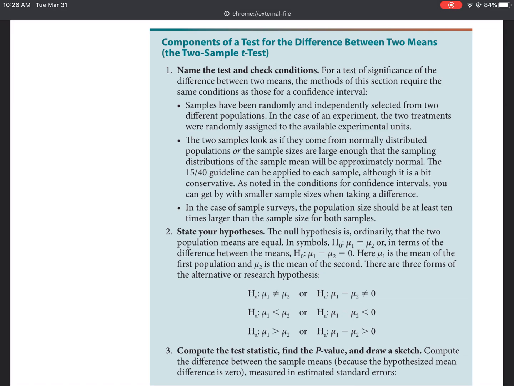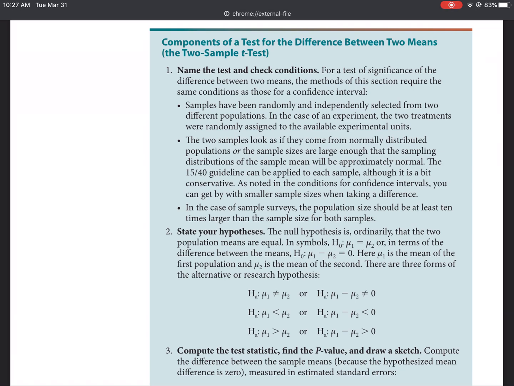And then the final condition is only used for the surveys, but in the case of a survey, population size should be at least 10 times as large as the sample size for both. Remember, in an experiment, we just skip over that. So then you're going to state your hypotheses, again plural, and you can write them, notice the or in there, either using the notation to the left or the notation to the right.